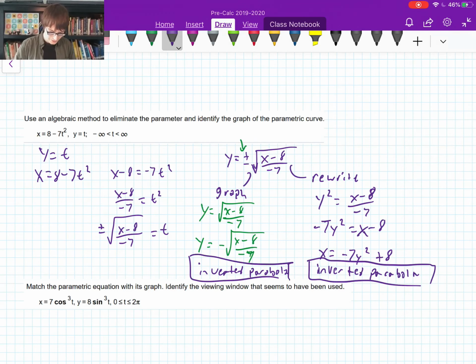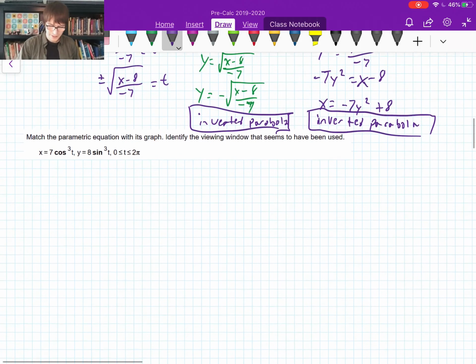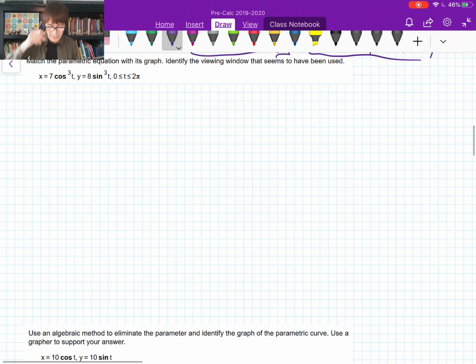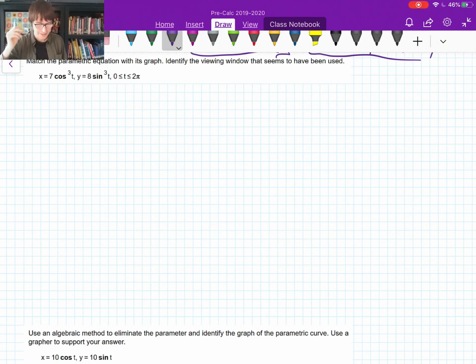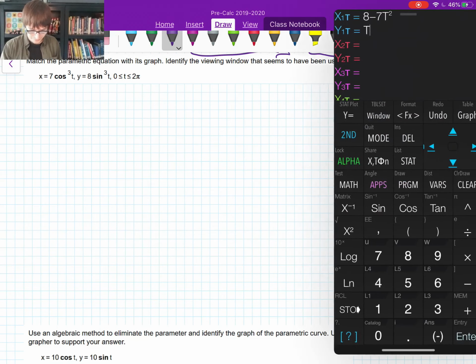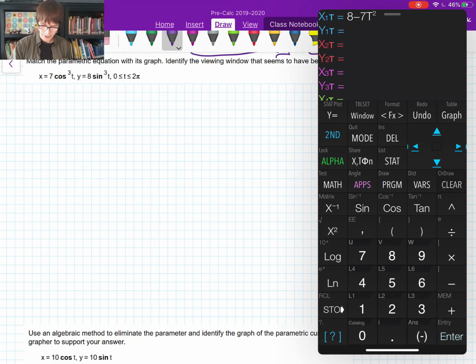Cool. The next question. Let's go up here. Okay, so match the parametric equation with its graph. Then identify the viewing window that seems to have been used. Normally you'd have a bunch of different options here for what the graph is, but really all I was asking you to do is just graph it and then see where its limits generally are. So let's do that. I want to pull out our graphing calculator again.